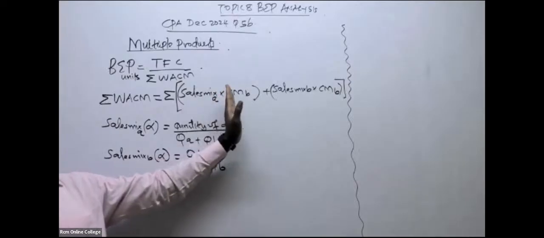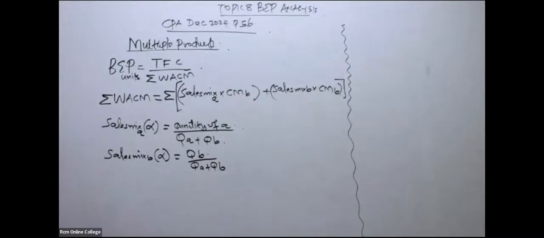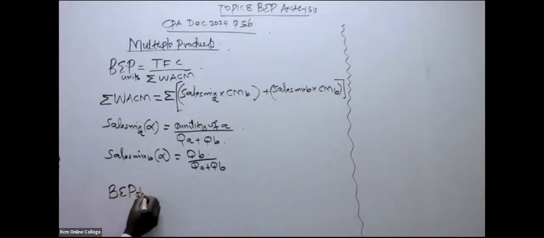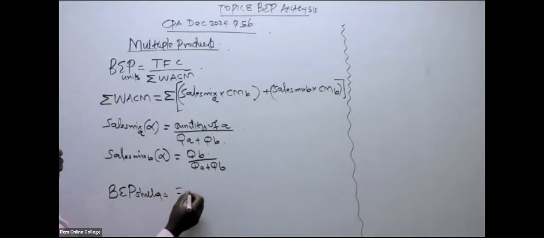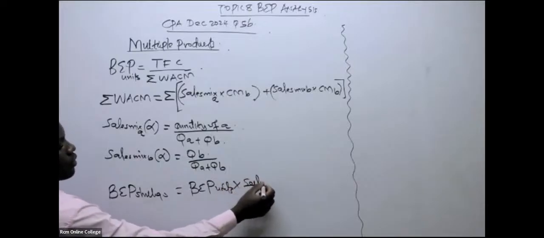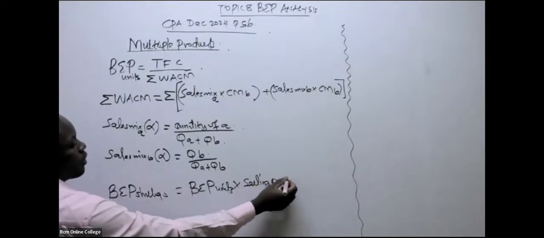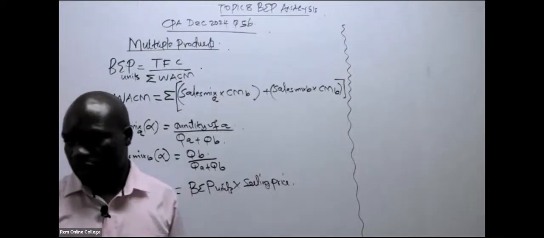So being that I'm dealing with 2 or 3 different products with different selling prices, what are we going to do? What we'll be doing is very simple. We now talk about break-even point for each product. So break-even point in shillings will be equal to break-even point in units multiplied by selling price per unit. Good.